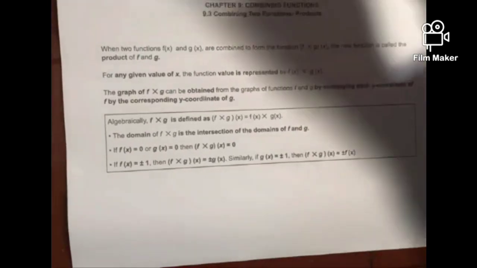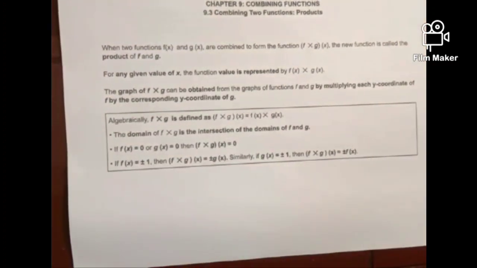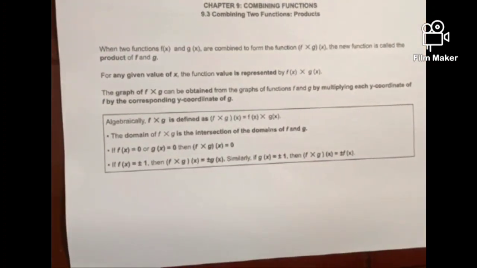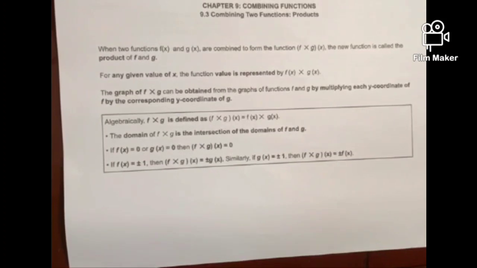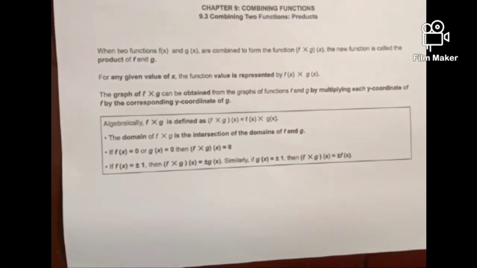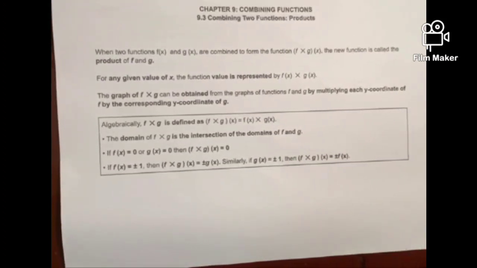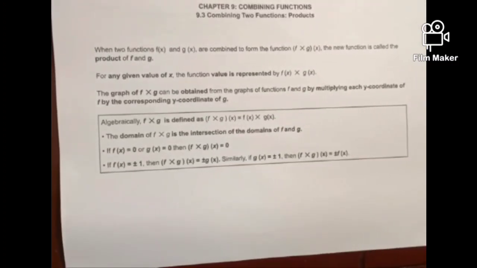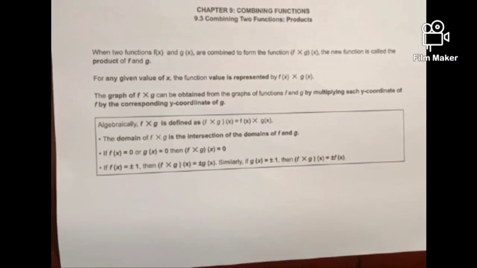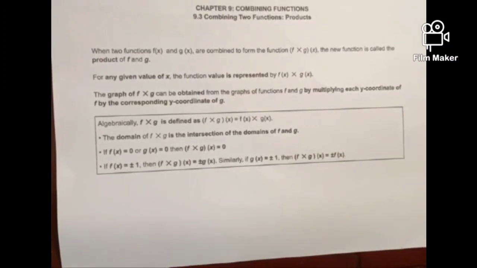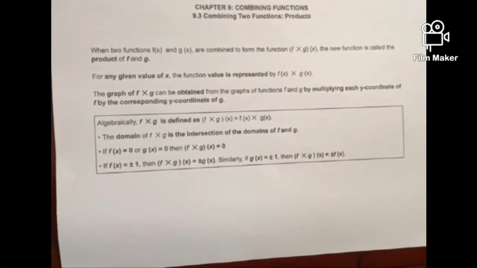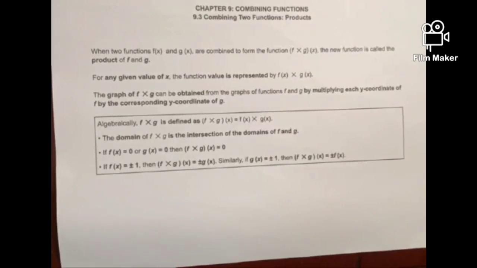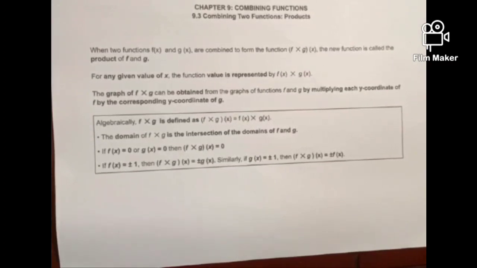Functions 9.3, combining two functions: product. We're going to skip through that and read the three main points. Algebraically, the product of f and g is equal to f of x multiplied by g of x. The domain of f multiplied by g is the intersection of the domains of f and g. If f of x is equal to 0, or g of x is equal to 0, then the product of f and g is also equal to 0.